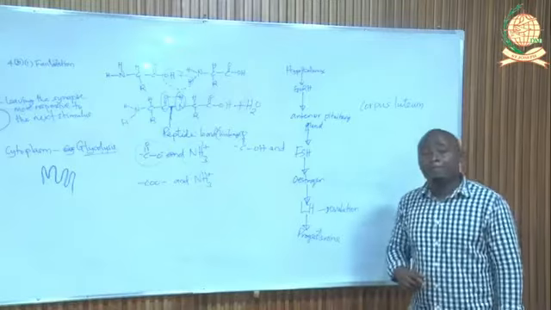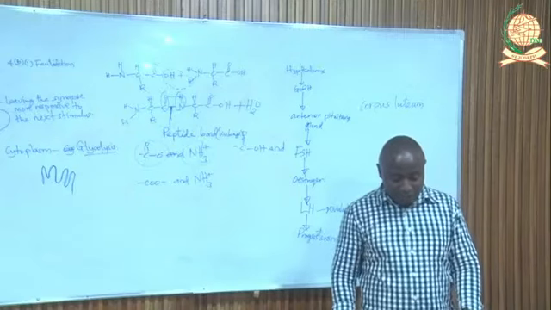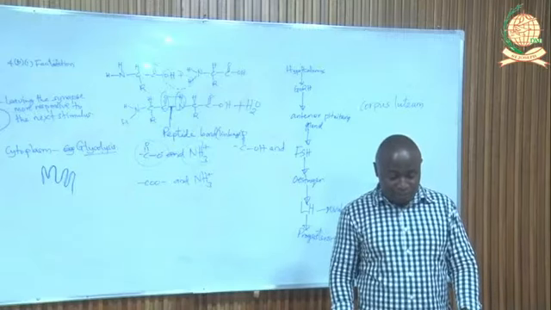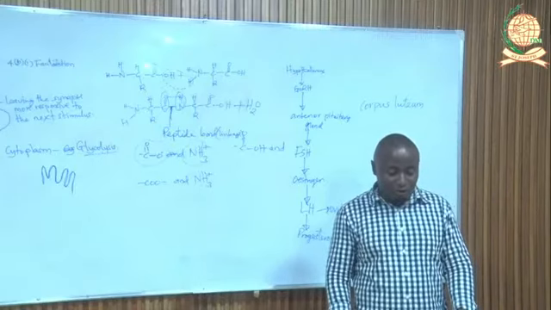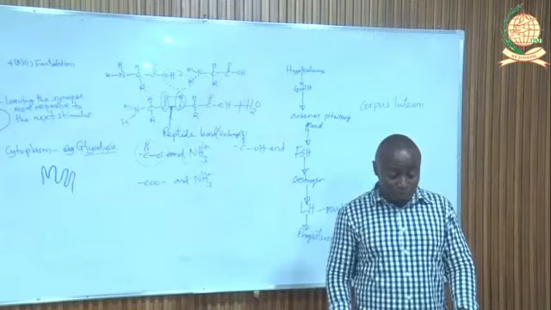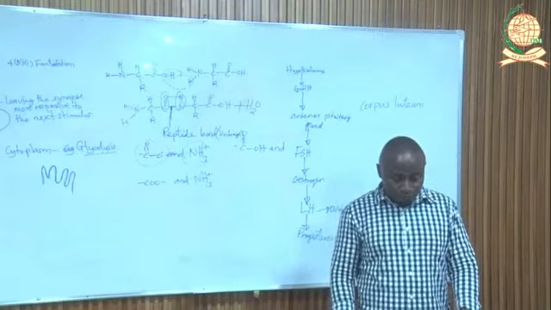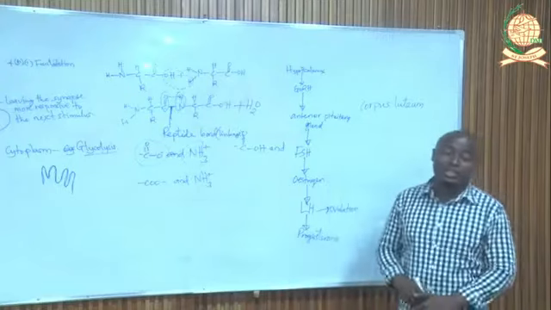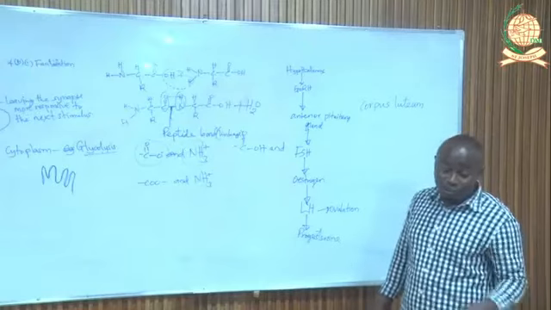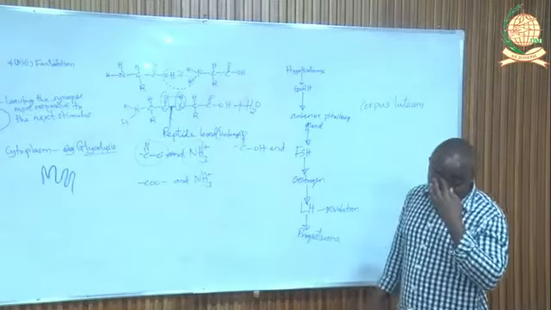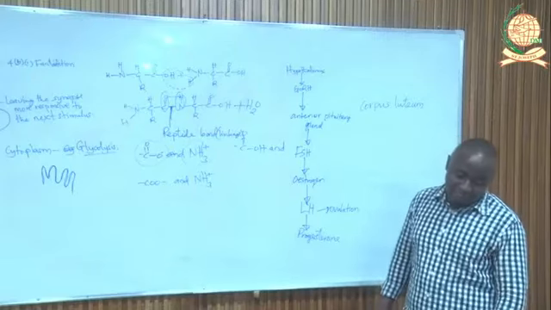Part B of question number 9 is about the differences. The question wants the students to write the differences between complete and incomplete metamorphosis. Complete metamorphosis involves 4 stages, which are egg, larva, pupa, and adult. But incomplete metamorphosis involves only 3 stages, which are egg, nymph, and adult.